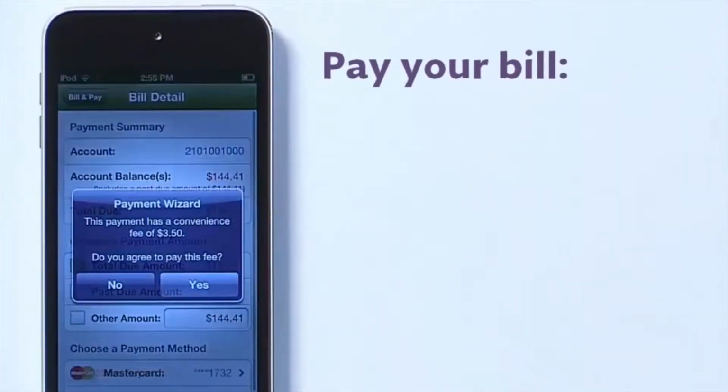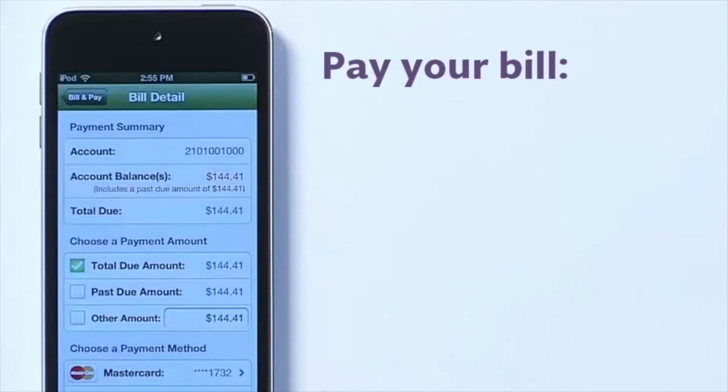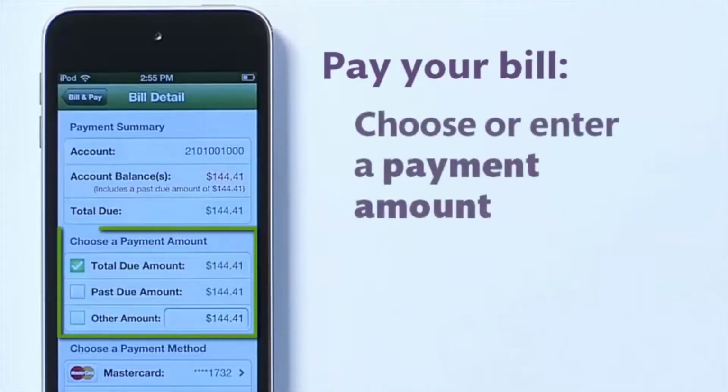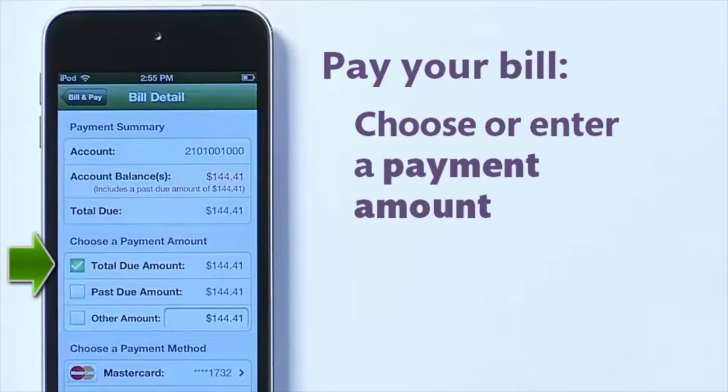If applicable, a payment fee alert displays, requiring you to acknowledge and accept a convenience fee. Choose the payment amount by tapping the checkbox that corresponds with your choice. You can use these options to pay the total amount due, only the amount past due, or enter a specific amount to pay here.